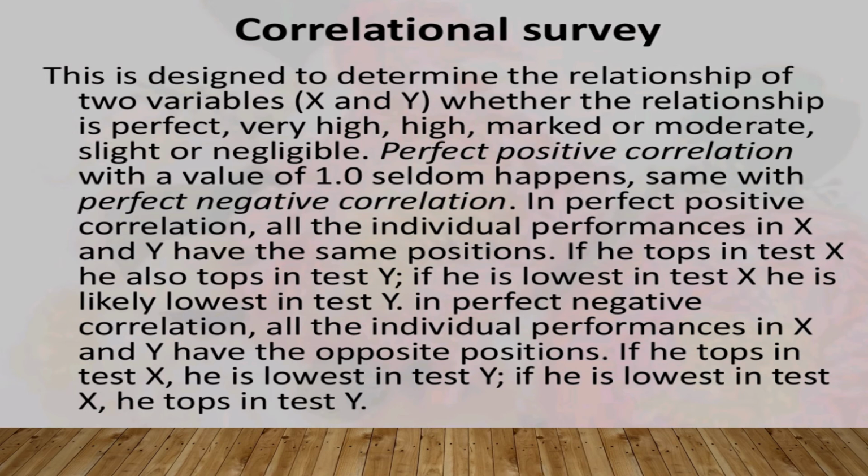In perfect negative correlation, all the individual performances in X and Y have the opposite positions. If he tops in test X, he is lowest in test Y. If he is lowest in test X, he tops in test Y.